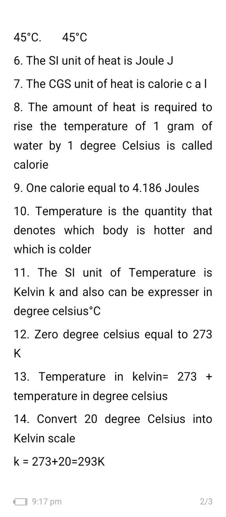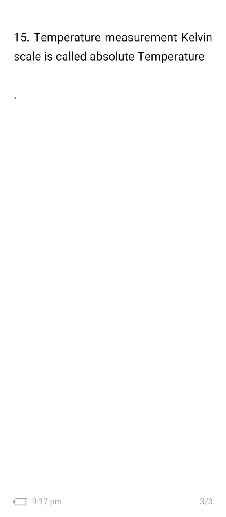14th one, this is also very important. If the temperature is given in Celsius, you have to convert it to Kelvin. How to convert to Kelvin? Formula: Kelvin equals 273 plus degrees Celsius. Here, how much degrees Celsius is given? 20 degrees. We substitute that value in the formula and get 293 Kelvin. 20 degrees Celsius in Kelvin is 293 Kelvin. 15th one: if the temperature is measured on the Kelvin scale, that temperature is called the absolute temperature.